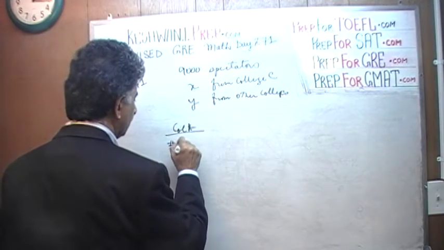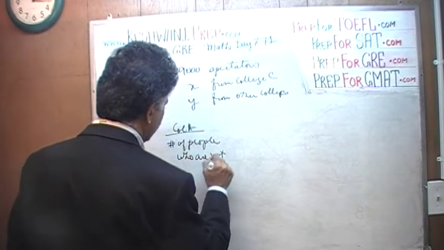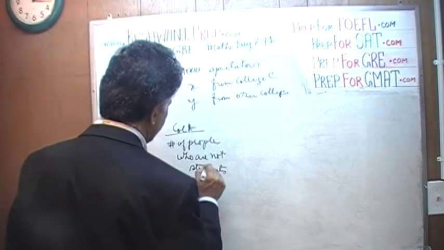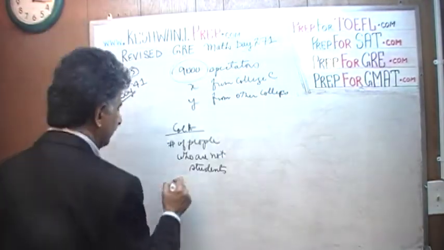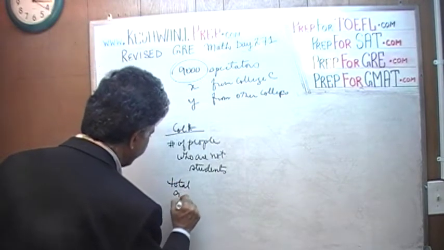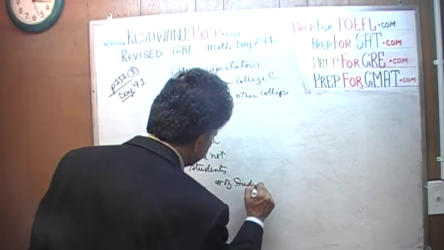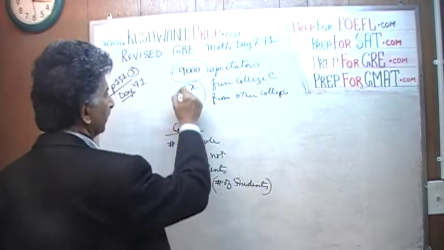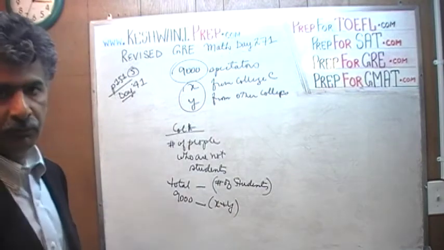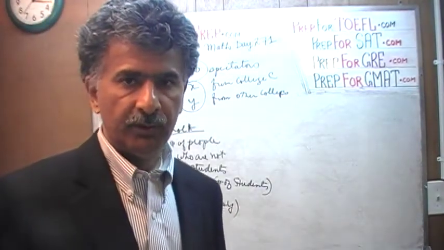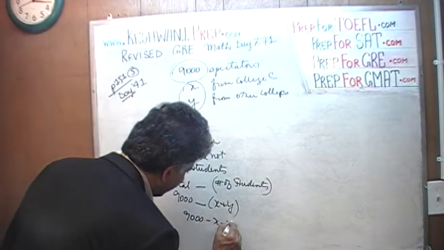Number of people who are not students. Well, how do we figure out how many people out of these 9,000 are not students? Well, that's very straightforward. We have a total of 9,000 minus the number of students, which is x plus y, the total number of students. The number of students from college C is x, and the number of students from other colleges is y, so it's 9,000 minus (x plus y), which is the same as 9,000 minus x minus y.